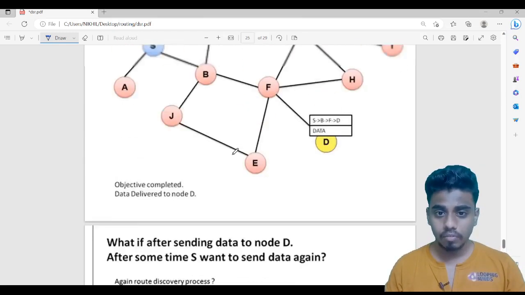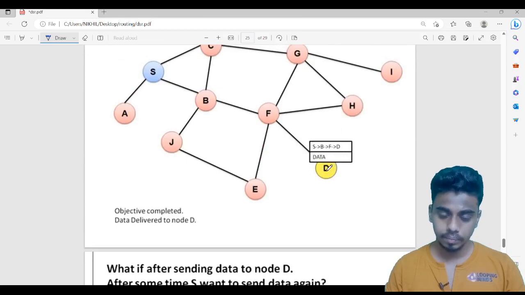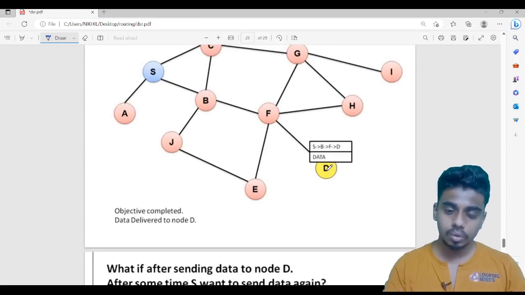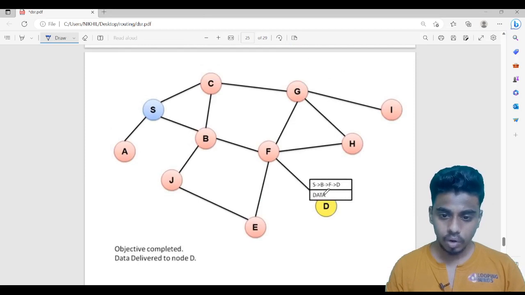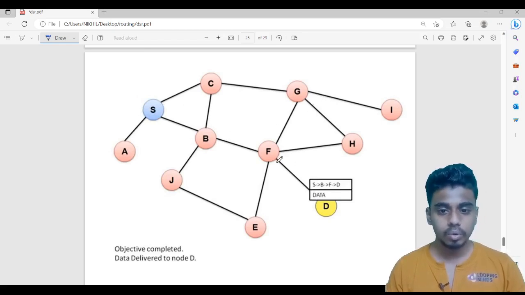Suppose you have found out a route to the destination D. Suppose after some time again you wanted to send the data packets to the same node. Do you have to find this again? Suppose now you have sent the data packet to D. After some time again S wants to send the data packet to D. Does S have to find the route again? No, because if it is so, then that would be a waste of time, right? Because route discovery would take some time. Again, this time has to be repeated.